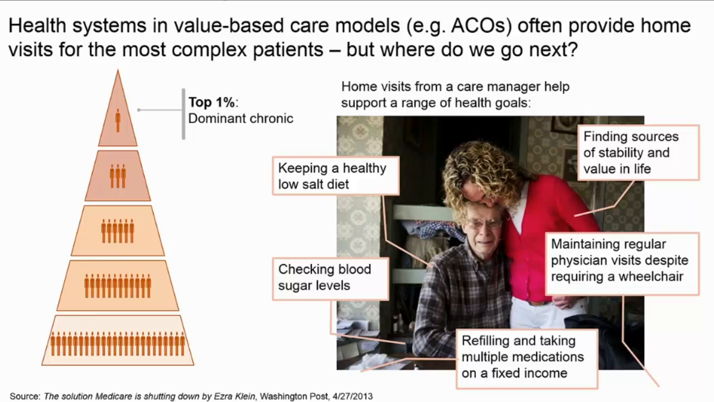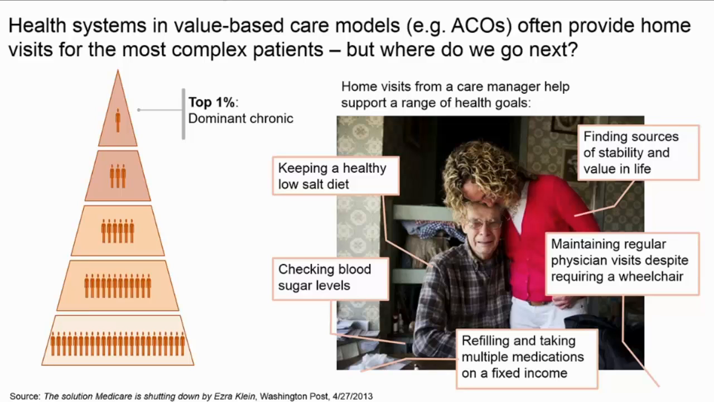So today, ACOs and similar models offer additional care to what we call the top 1%. These are the highest risk, highest cost patients. They typically deploy care managers. Care managers work. That's been proven. They're tremendously effective. They often work through home visits. They do a number of tactical things. You can see some of them here. They do a number of more intangible things as well.